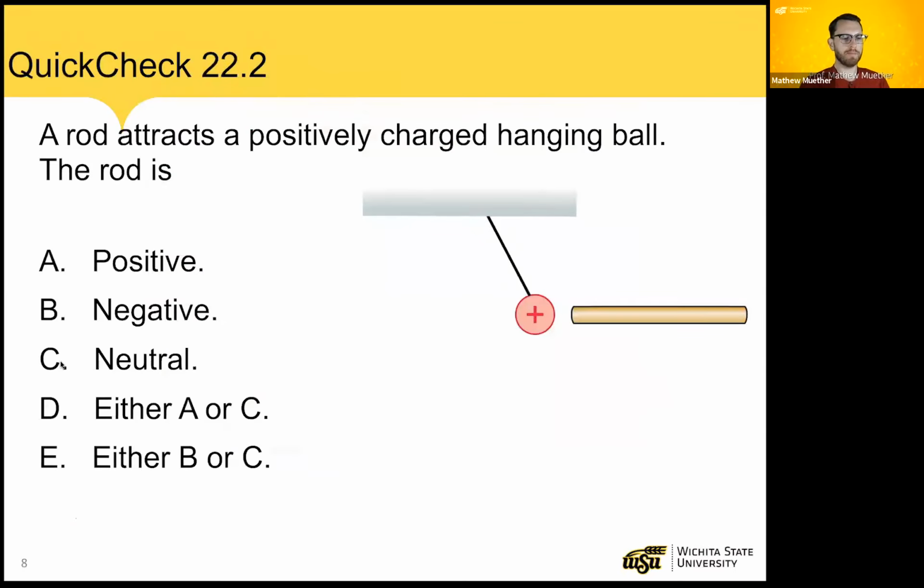What about this problem? I'm going to open up a poll here in a second and let you all pick your answer. Here I've hung a positive charge from a thin string, and I've brought a rod nearby. And we can see that the object hanging there is being attracted to that rod. What can we say about the charge on that rod? Is it positive, negative, or neutral? Or could it be some combination of the two? Could it be positive and neutral, or negative and neutral? I'm going to launch a poll here, and I would like you all to take about 30 seconds to select your answer.